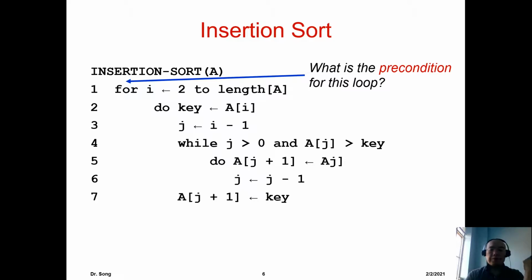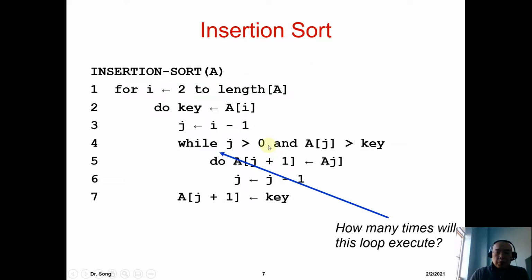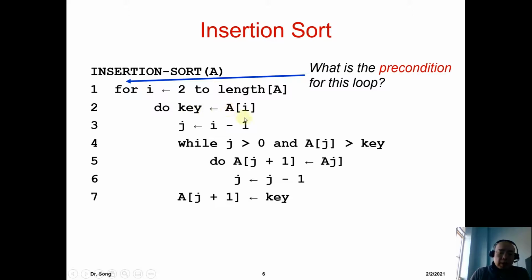Okay, so we started from where? We started from i equals 2 because the first value at the very beginning is already sorted, since that's the only value. So we started the first expansion to include the value at index 2. Then we put the i into the key, and for this part from line 3 to 6, we are shifting the values to make space for the right value to insert. The value we are inserting is the key. Eventually we want to insert the key in the right place.